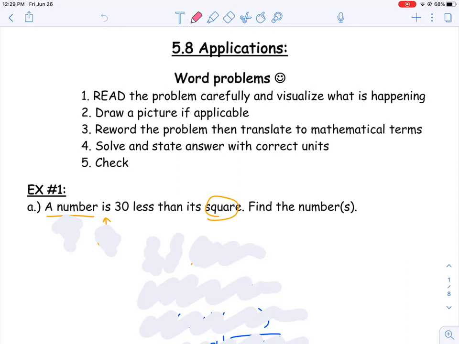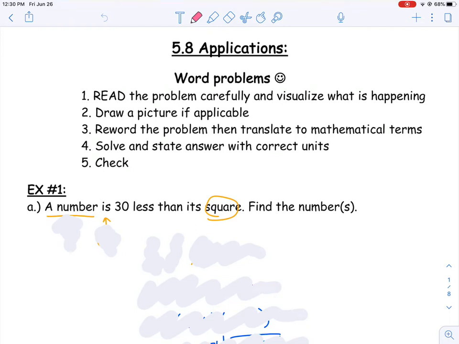So, as we're reading through these word problems, make sure, number one, that you read the problem carefully, and maybe visualize what's happening. If drawing a picture helps, then maybe you can draw the picture of the scenario. Then I'd like you to try to reword the problem and translate it into a math expression or an equation. So can you take it out of words and translate them into math?